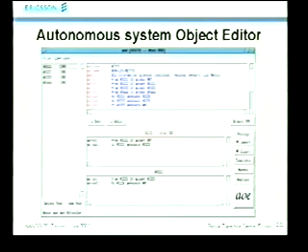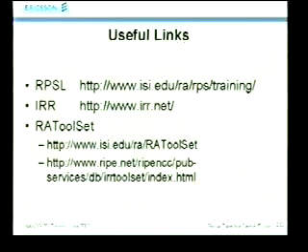And some useful links. RPSL, you find it at isi.edu. You also find it on the RIPE page, and also on the RADB, www.radb.net, as well as at www.irr.net. The RA toolset, now renamed the IRR toolset, you'll find it at the ISI website, or at RIPE, where we're now maintaining the IRR toolset.